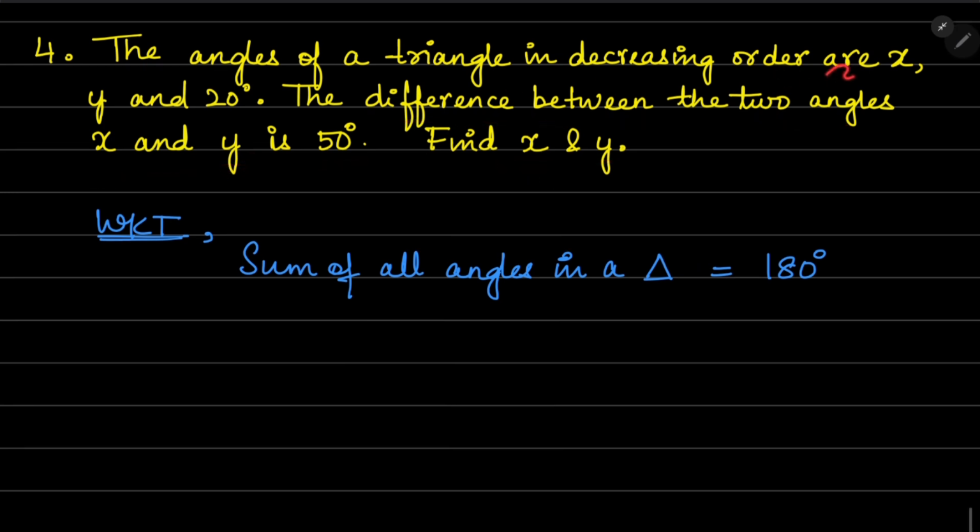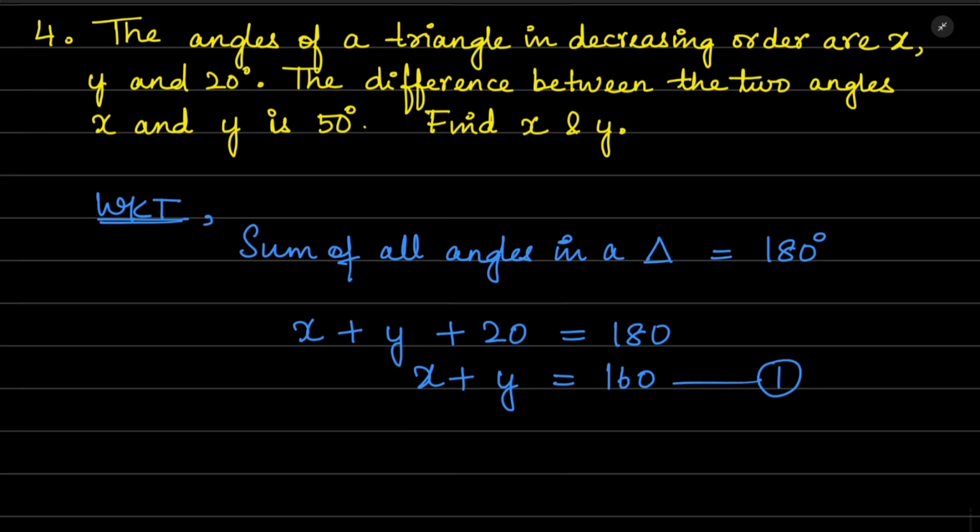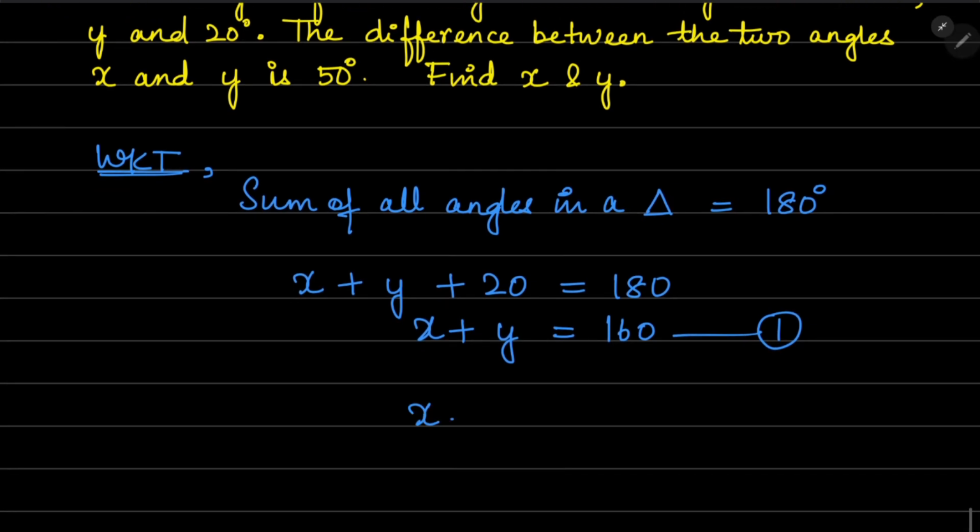Very easy question. So the three angles are x, y and 20. So what will be the sum? X plus y plus 20 is equal to 180. So what is x plus y? 180 minus 20, which is 160. Let this be equation 1. Then what is given to you? The difference between the two angles x and y is 50. That is, you are also given x minus y. The difference between the two angles is 50 degrees. Let this be equation 2.